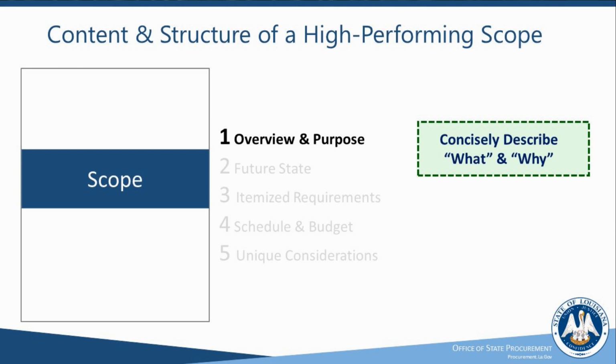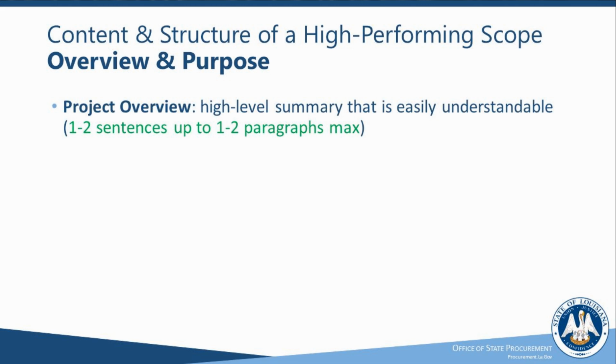So first up, number 1, our overview and purpose. We will concisely describe what the project is about and why we are doing it. So the overview and purpose should have a very brief summary that's easy for external proposers to understand. This could be as simple as 1 to 2 sentences or 1 to 2 paragraphs at absolute maximum, describing in simple terms what the project is all about. Avoid technical language, jargon, details, or specifics. Keep it succinct and to the point, and make it understandable such that a middle school or high school student could understand what the project is all about. Don't get into all the weeds here. Brief summary is all that's needed.